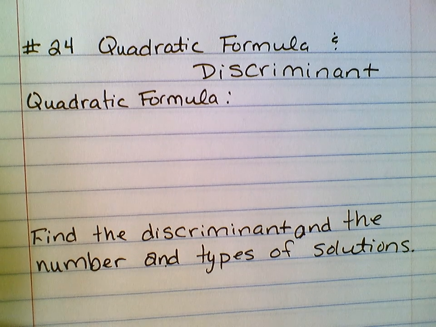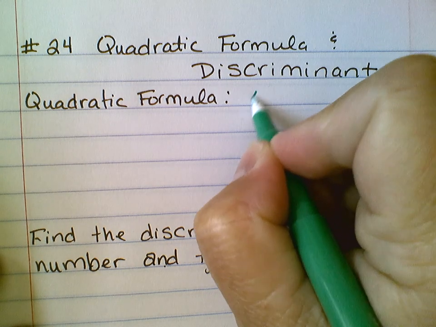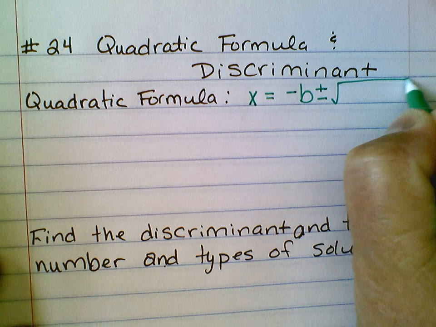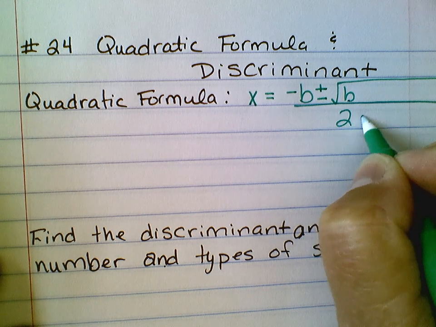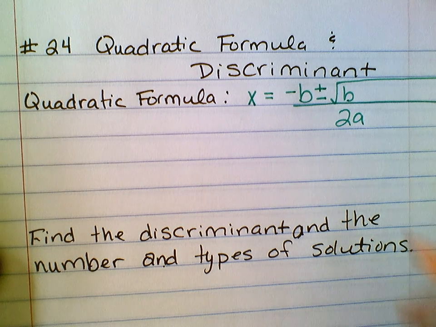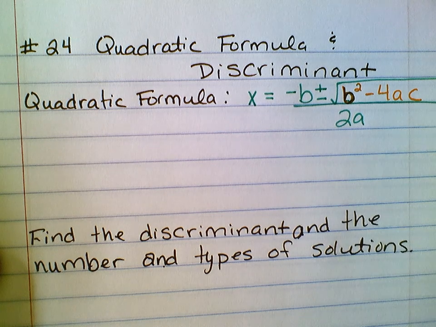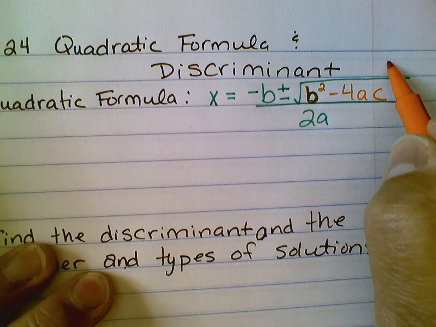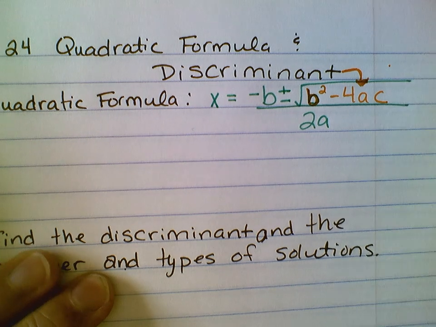All right, guys, so today we're going to talk about your favorite thing in the world, the quadratic formula and the discriminant. So, quadratic formula, x equals negative b plus or minus the square root of, I'm holding off on that. I'm holding off on that because this b squared minus 4ac is something special called the discriminant. Okay? And the discriminant can tell us things.